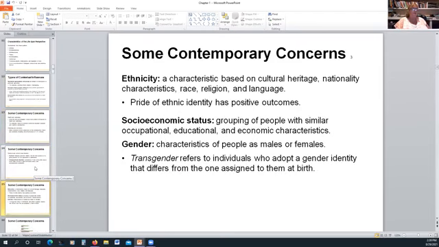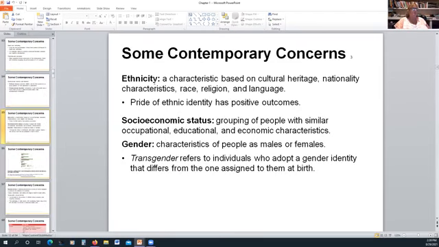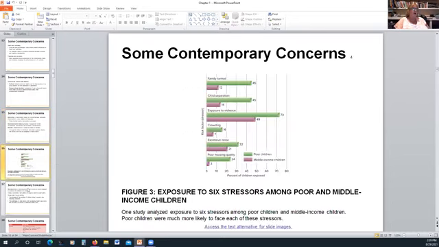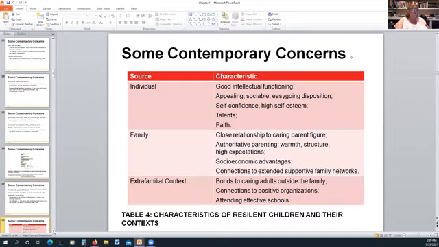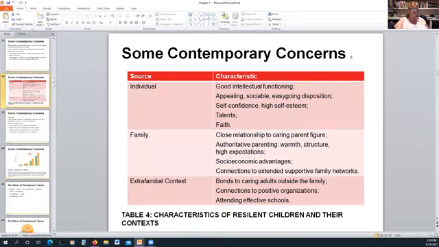Your chapter 1 goes through so much. Talking about ethnicity is not just race, but it's also based on cultural heritage, things like socioeconomic status, which takes into account people's income, their occupation, their educational level, etc. When we look at some contemporary ideas for lifespan development, we look at things from the individual, from the family, and from outside of the family.